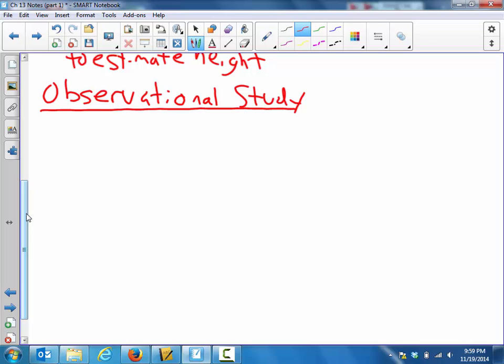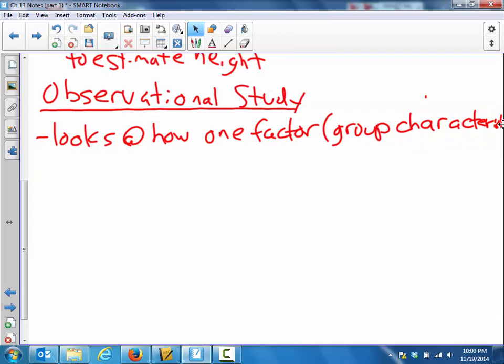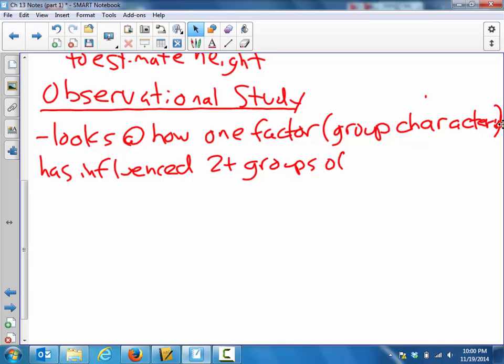It's really just going to be more or less synonymous definitions here. It looks at how one factor, which is the group characteristic whose influence we care to observe, has influenced two or more groups of people or things in a given way.